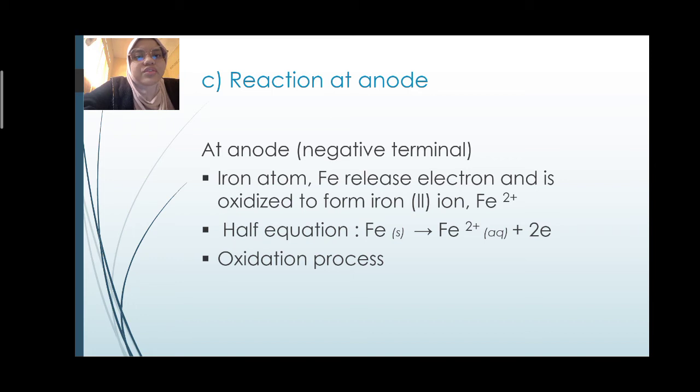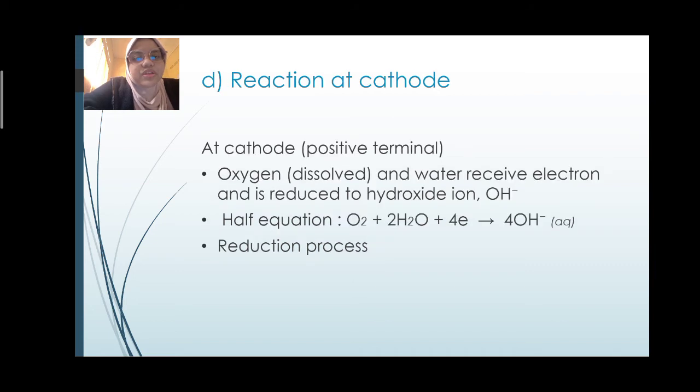So reaction at the anode: iron atom Fe releases electrons and oxidizes to form iron(II) ion. Half equation: Fe forms Fe2+ plus 2 electrons, undergoing oxidation process. So reaction at the cathode: oxygen dissolved in water receives electrons and is reduced to hydroxide ion OH-. Half equation: O2 + 2H2O + 4e- forms 4OH-. So it undergoes reduction process.